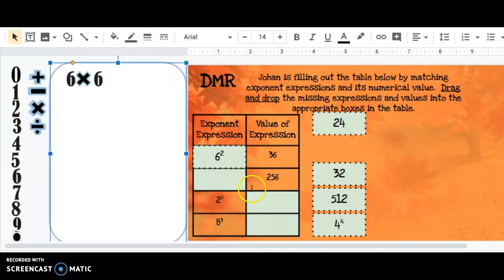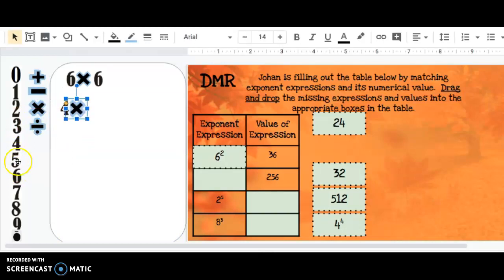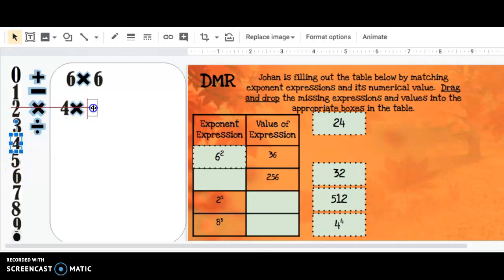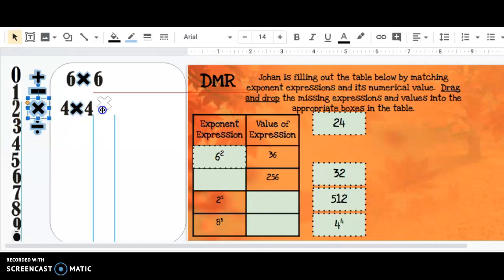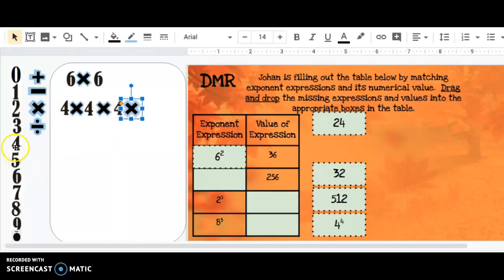Okay, now I'm going to start out with 256 as the answer that I'm looking for. So I'm going to look at 4 times 4 times 4 times 4, also known as 4 to the 4th power. So I would do 4 times 4 times 4 times 4.